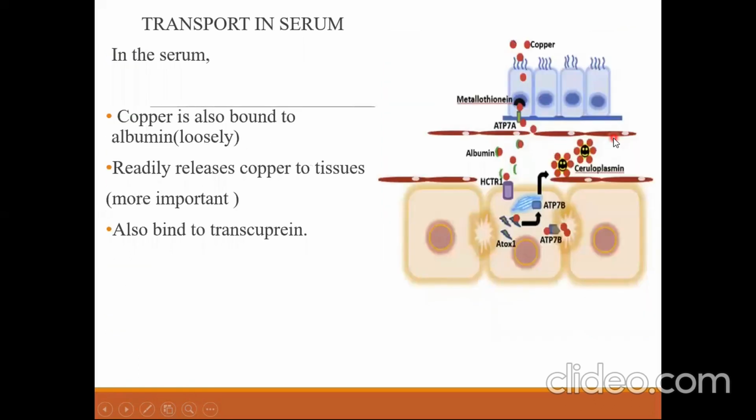Also, in addition to ceruloplasmin, some amount of copper is loosely bound to albumin, which is considered to be more important because of its loose binding ability. It readily releases the copper to the tissues. Copper can also bind with transcuprein. So it binds mostly with ceruloplasmin, which is a tight binding, loosely with albumin, and it also binds with one more protein called transcuprein.